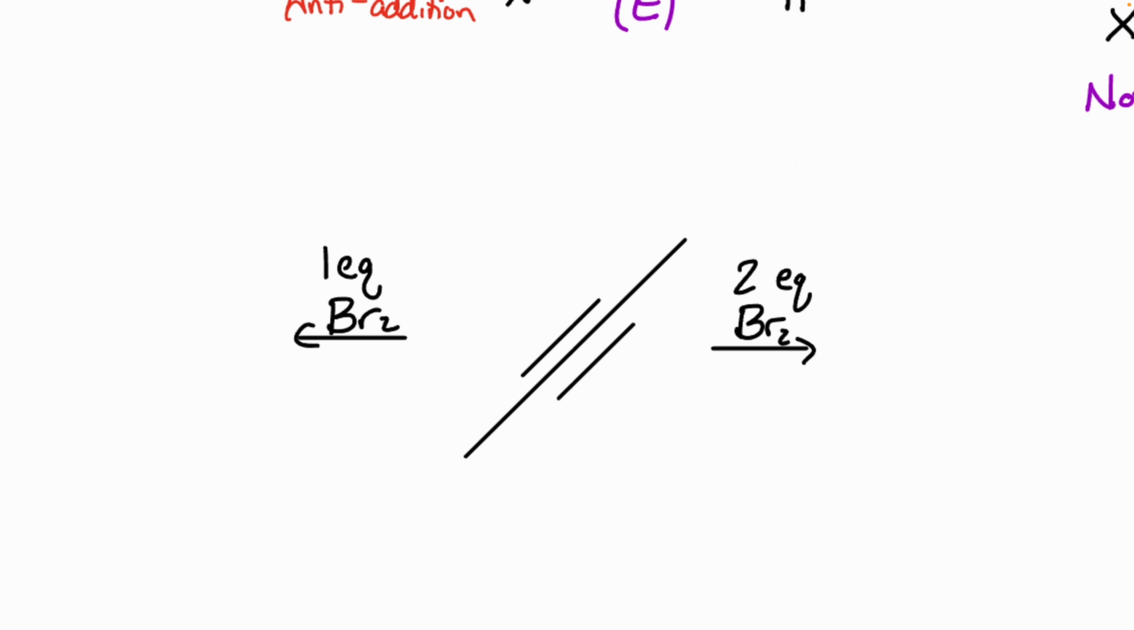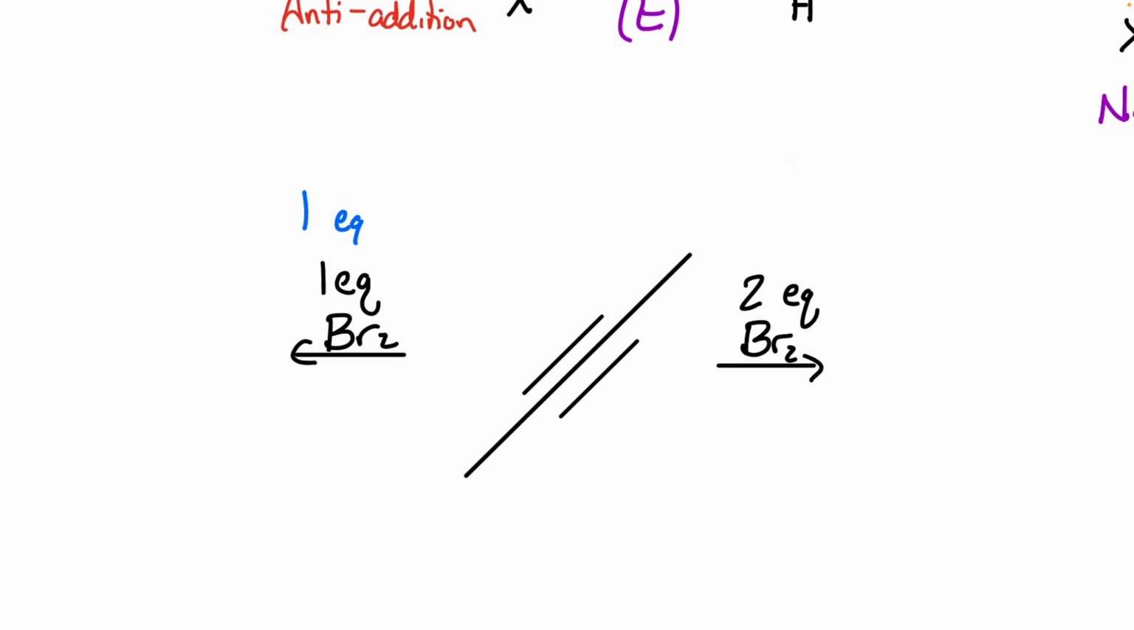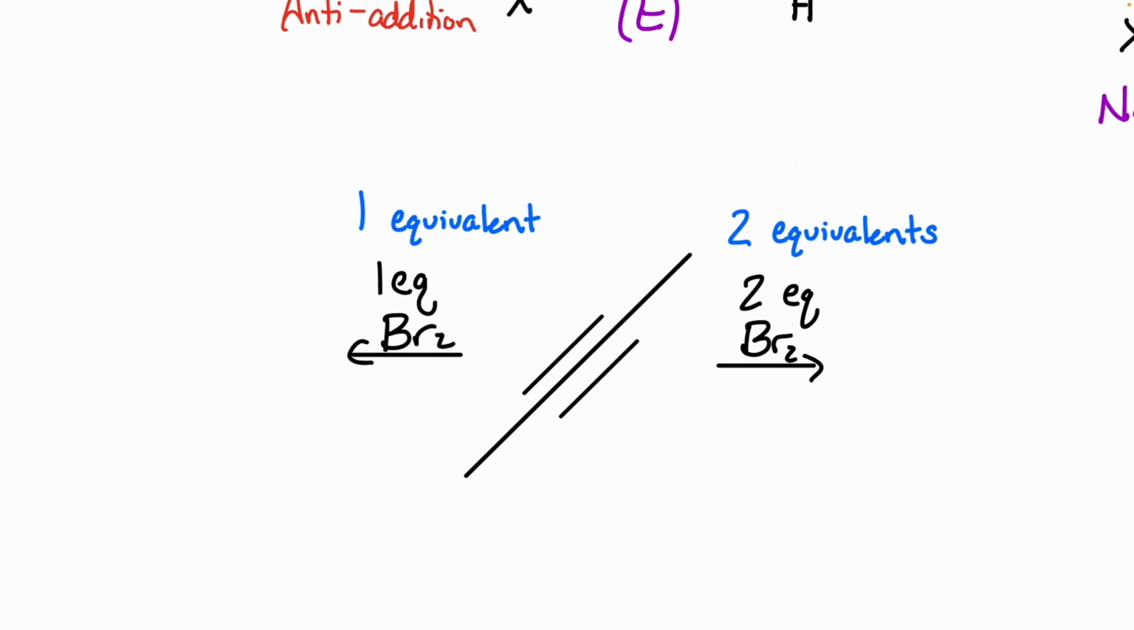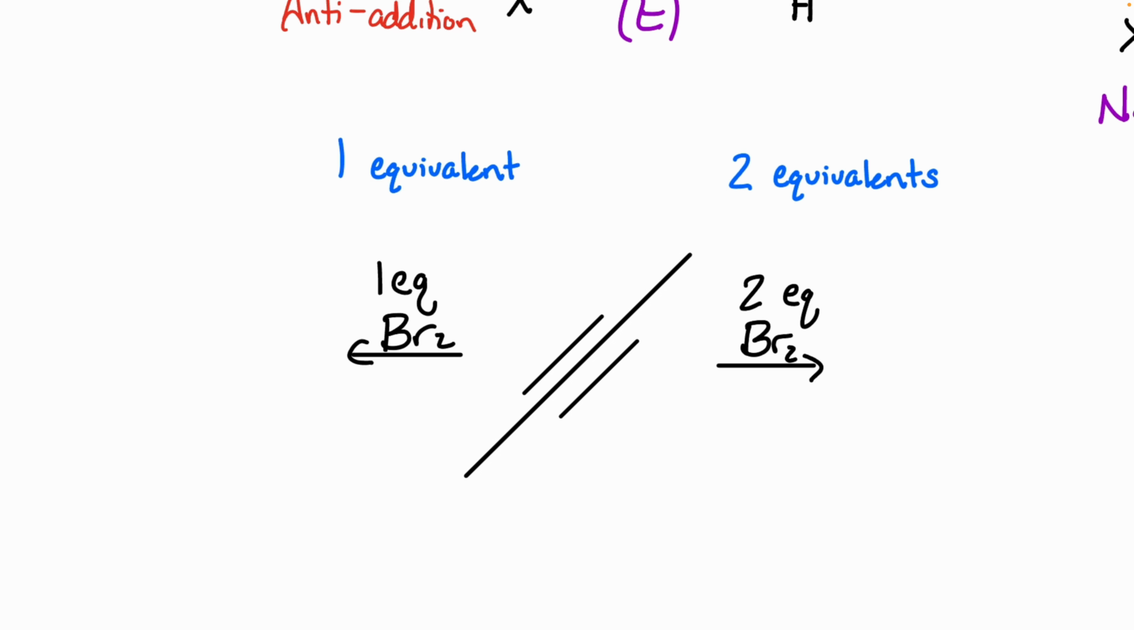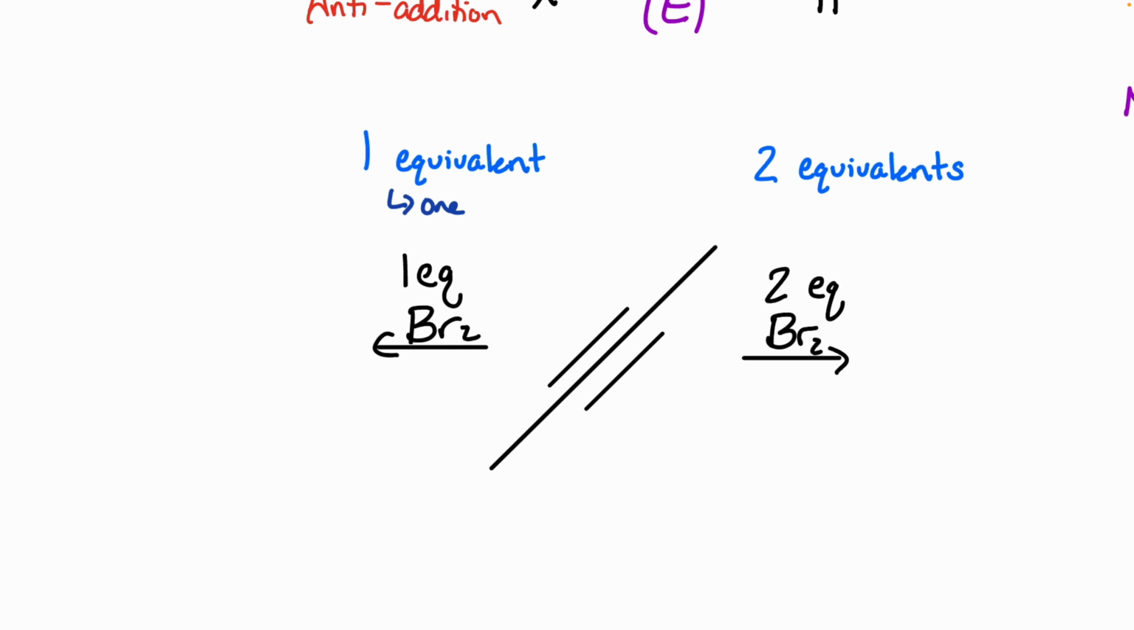Right? So to be clear, by one EQ, I mean one equivalent. Meaning however much alkyne I have, I'm going to add that same amount of bromine. Whereas if I had two equivalents, that means that however much alkyne I had, I would add twice as much bromine. So one equivalent would give us one addition. Two equivalents would give us two additions.